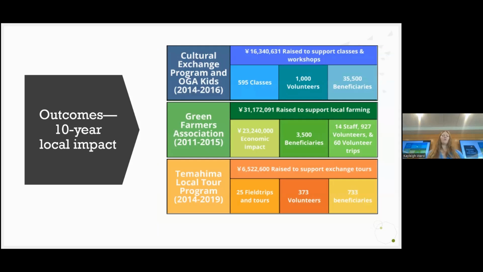These are some of the more descriptive campaigns we did. So cultural exchange program, the Farmer Association I mentioned before, 3,500 beneficiaries, I was off. And then we did a local tour program, which was like sort of a storytelling program for people to memorialize the disaster.